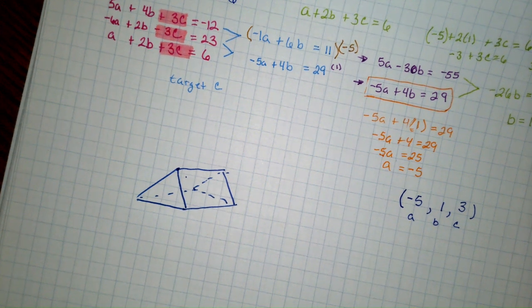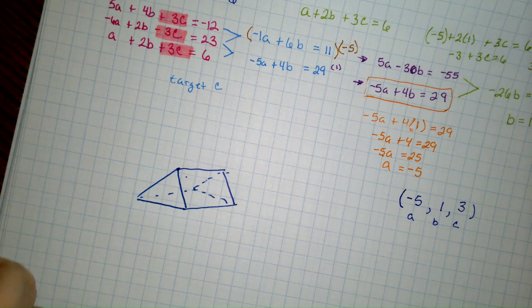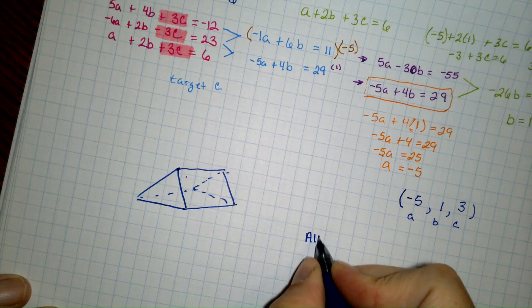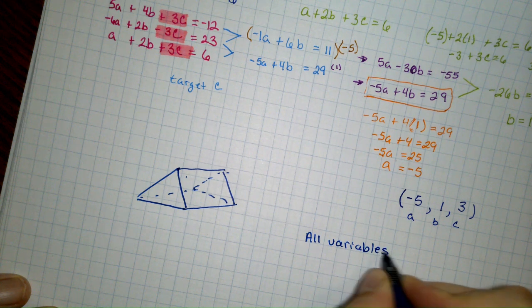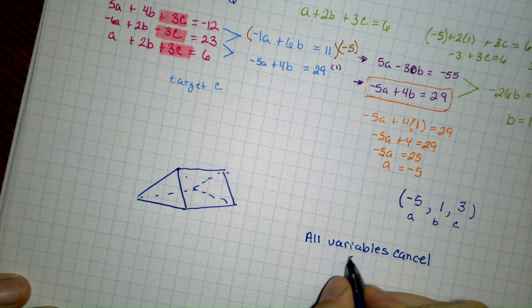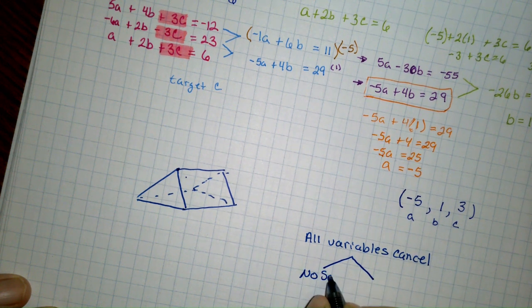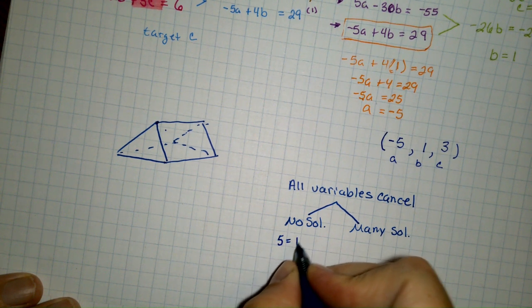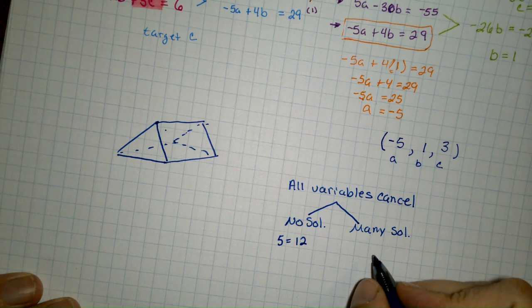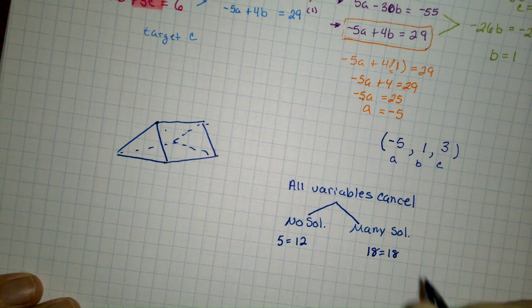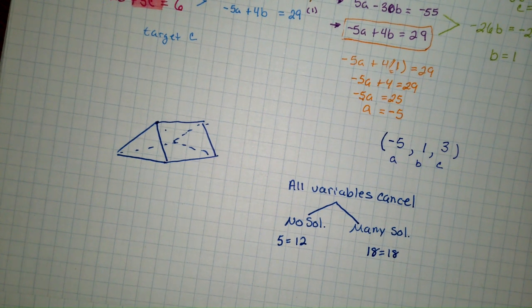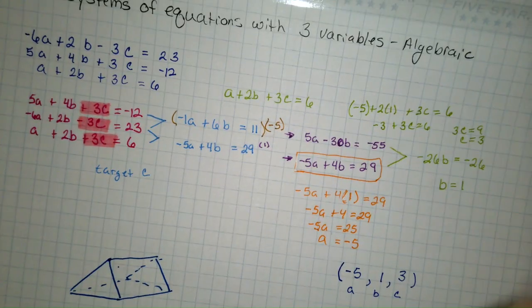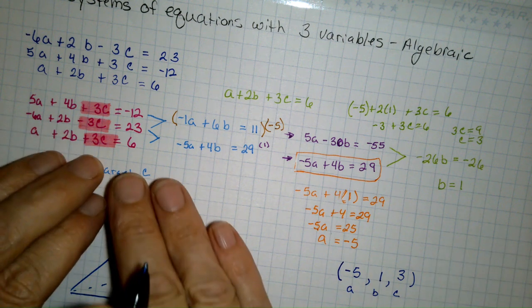So just keep in mind that if you still have variables, you have a solution. It's when all your variables cancel that you're in a no solution or many solutions situation. So remember, if all variables cancel, you either get no solutions or many solutions. With no solutions, you'll see a false statement like 5 equals 12. We know that's not true. With many solutions, you'll get a true statement like 18 equals 18, or 0 equals 0, or something to that effect. So again, I turned my paper sideways just so I would have room to work across the page so that I didn't get confused as I did my bracket work.